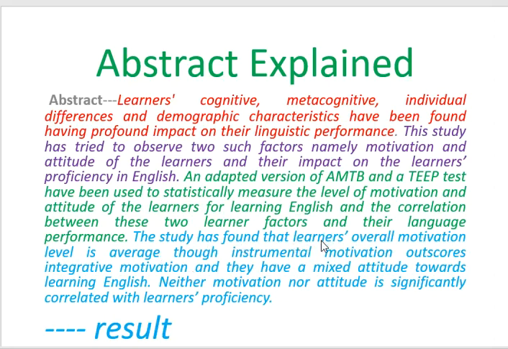The study has found that learners' overall motivation level is average, though instrumental motivation outscores integrative motivation, and they have a mixed attitude towards learning English. Neither motivation nor attitude is significantly correlated with learners' proficiency. So the last sentence expresses the results. So here I have 4 segments. The first one is introduction and importance, the second one is objective, the third one is methodology, and the fourth one is results and conclusion as well.